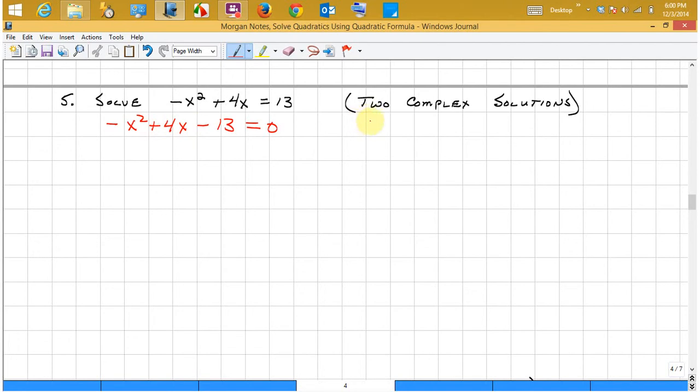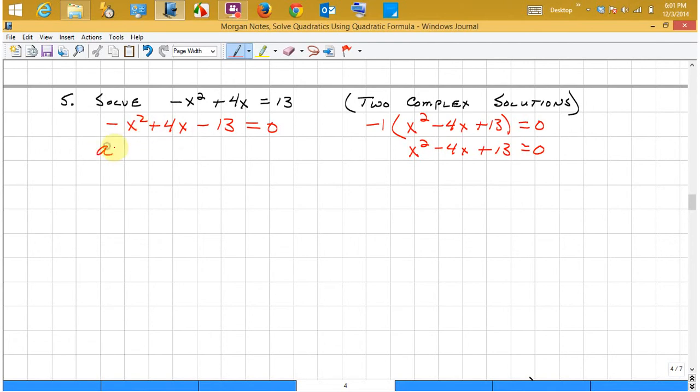But if I wanted to, I could factor a negative 1 out and say, okay, that's a negative 1 times x squared minus 4x plus 13 equal to 0. And then I simply divide everything by a negative 1, and I would have x squared minus 4x plus 13 equal to 0. And I could use the quadratic formula on that, and I would get the same answer. Notice how the signs have changed on all the numbers. But because we haven't done one of these that has a negative on the x squared, let's go ahead and work it out this way.